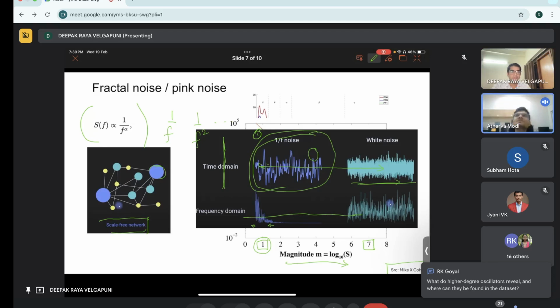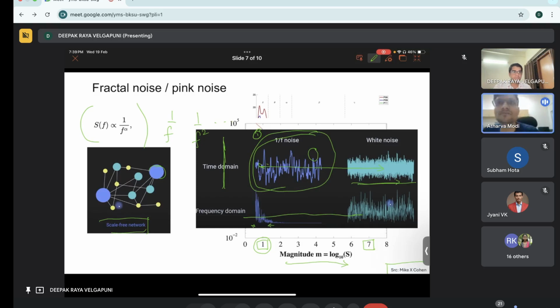There are some questions. Can you please read once? So one question is, what are oscillators in the brain? Are they a group of neurons firing at a particular rate?